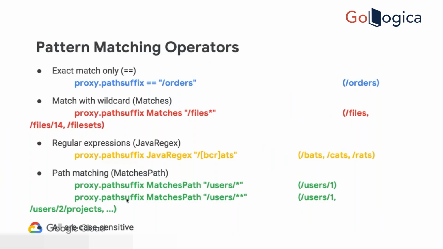Then we have path matching. So you have the matches path operator. This is used for path suffix, when you want to match a path suffix against a pattern. You can have a single star, which means one path segment, and a double star, which means multiple path segments. So double star means even a single segment will match, and more than one also will match.